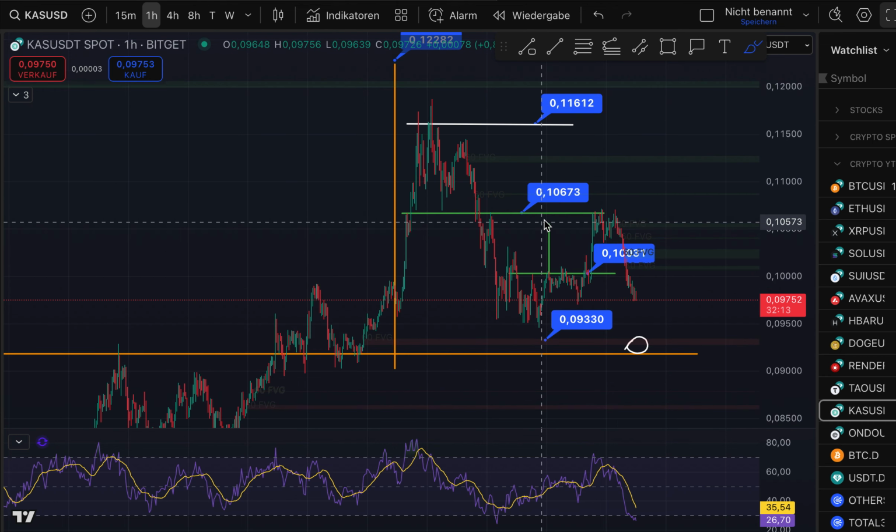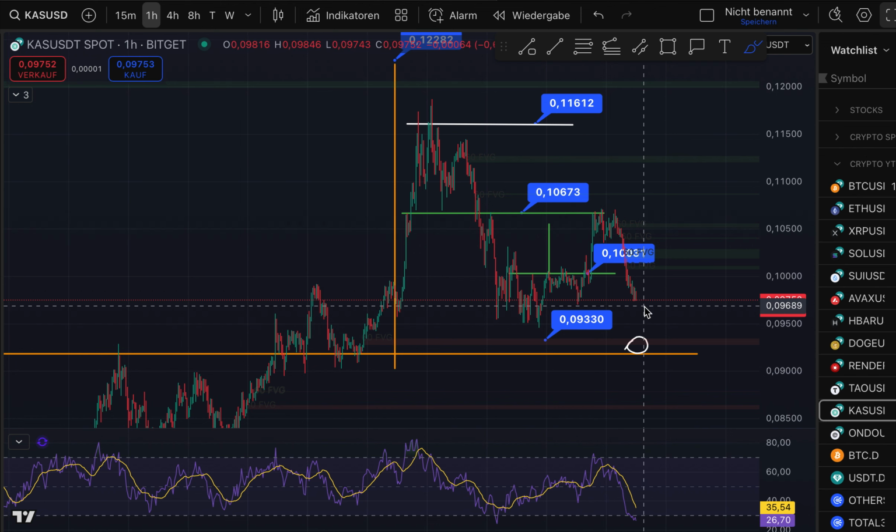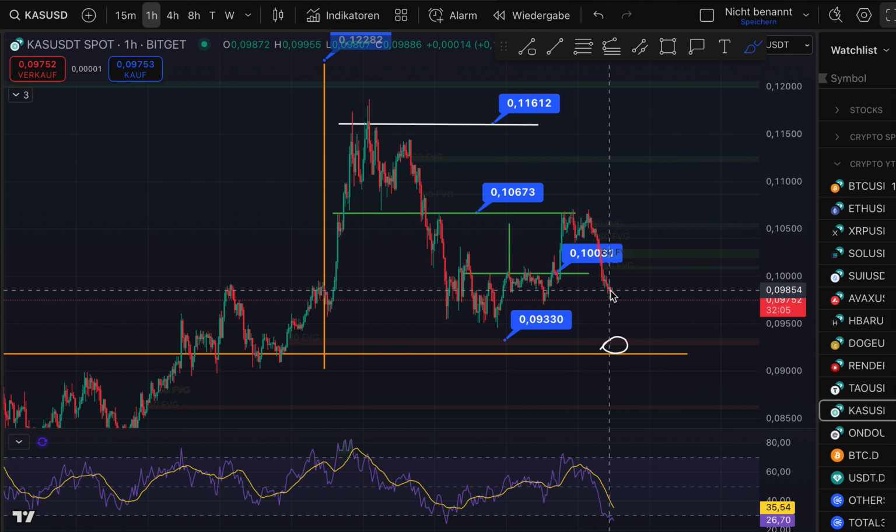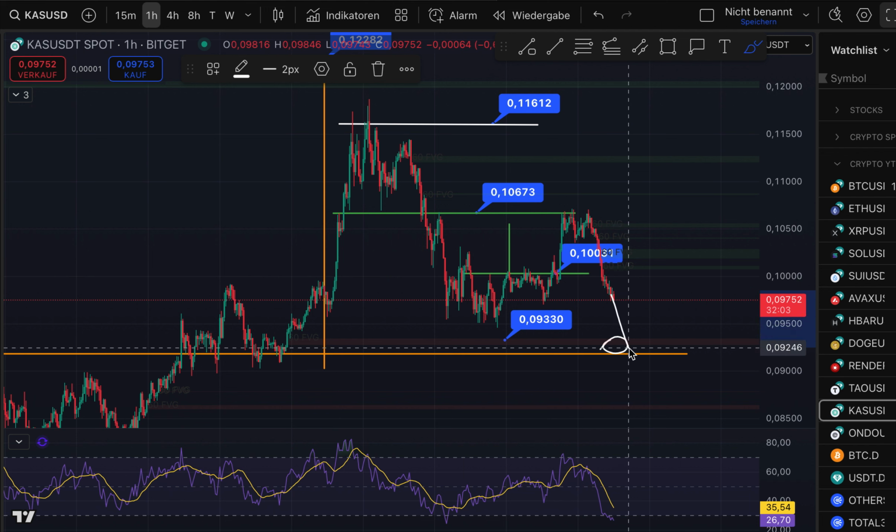So if for some reason the 10.6 cents breaks to the upside, then 11.6 cents is going to be the next target. But I doubt that we are going to get there. I think we are going to sell off first.